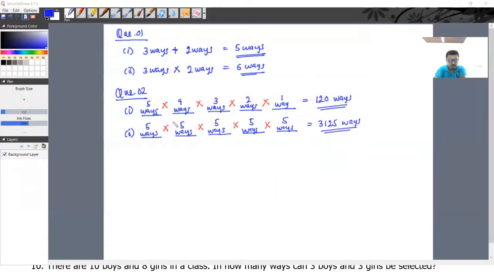Right. Hope you got this one. Why we have not put add and why we have put the multiplication here: we need to form a 5-digit number. Therefore, there should be digits in each of these places, a digit here and a digit here and a digit here, likewise. And we are dealing with the term and. Right, so that is question number 2.